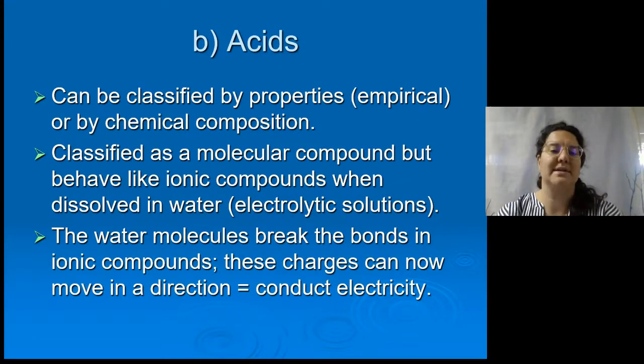So when we look at our acids, they can be classified by the properties or by their chemical composition. So acids are molecular compounds, but they behave like ionic compounds when dissolved in water, so they form an electrolytic solution. The water molecules are able to break apart the bonds in the acids, and charges can now move in a direction. So now they're able to conduct electricity.